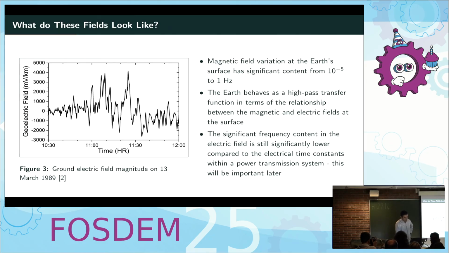Now, what do these fields look like? So here's a measured waveform of ground electric field from the Quebec March 1989 event, which was one of the more severe events of the last century. And so what we notice is the time scales on the order of about 1 second to 1 day in terms of variation. And the amplitude, if you're looking carefully at the y-axis, is on the order of volts per kilometer. So this is one thing that's good, right? Even for your largest phablet, a field on the order of volts per kilometer is not going to make your Samsung Galaxy explode in your face, but it can still have effects on the electric power grid.